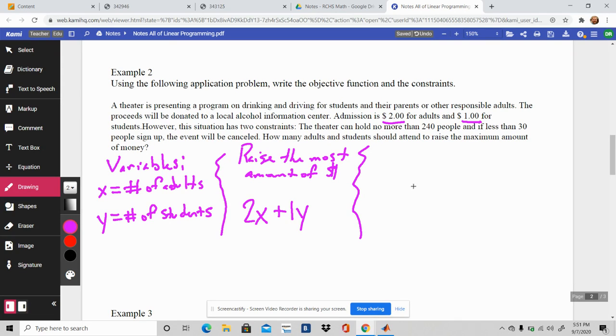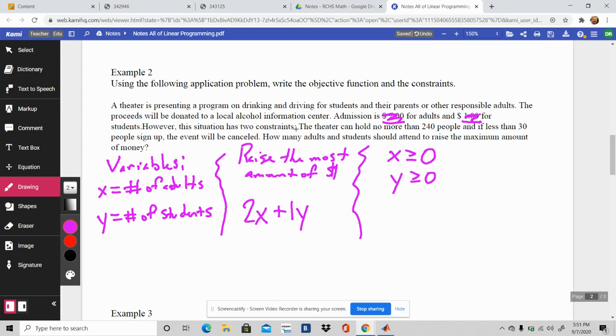Now, there are some constraints. Let's do the two easiest ones first. If x represents your number of adults, you can't have a negative number of adults, so x is going to have to be greater than or equal to 0. Y, likewise, is also going to have to be greater than or equal to 0. Remember, these constraints are just restricting us to the first quadrant. I've already used this value. Now I'm going to go back through and pick out other numbers. So I'm scanning; this is all good background information.